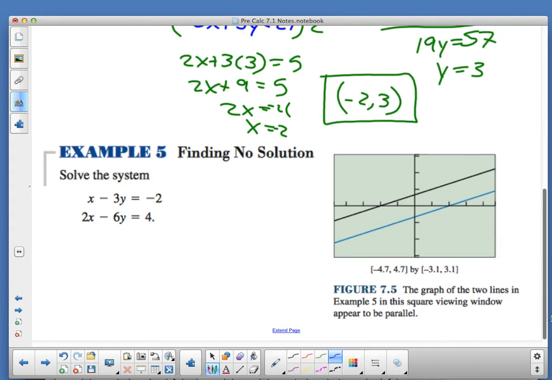Algebra-wise, if you are able to do the multiplication, if we go through and do the setup, I'm just going to take the top and multiply it by negative 2. That way I only have to multiply one, okay? I'm going to get rid of my x's here. So if I multiply the top by negative 2 in this example 5, I get negative 2x plus 6y equals 4. And the bottom is just 2x minus 6y equals 4.